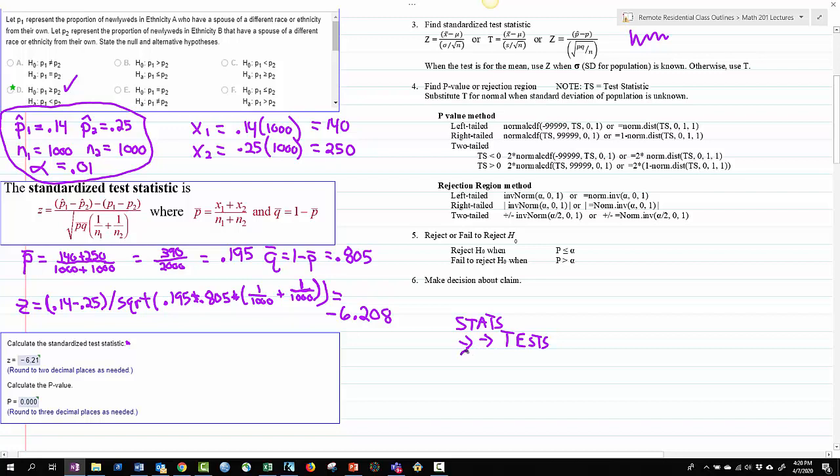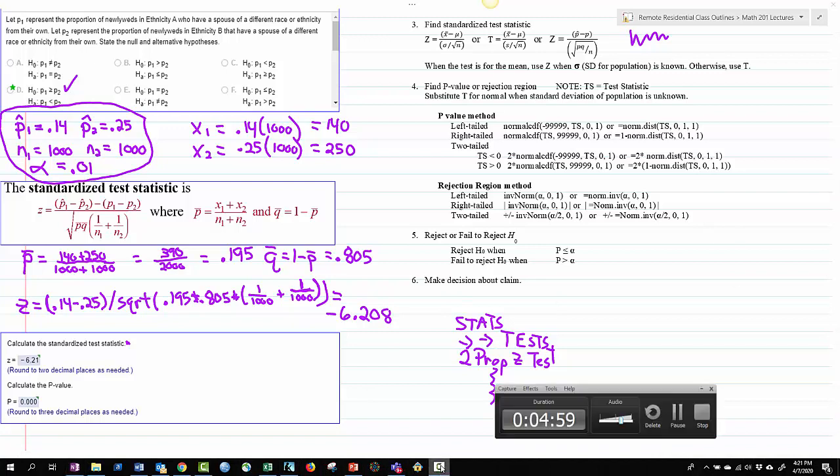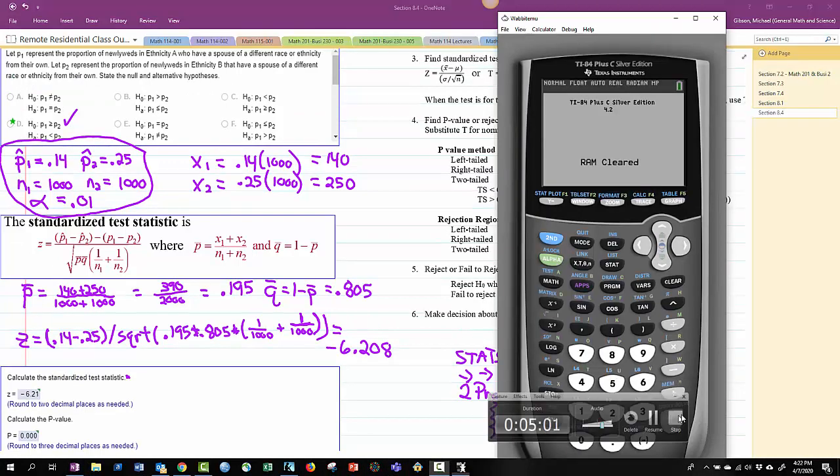Then we're going to pick, this time what we want is prop, which is short for proportion, z-test. All right, and then after that, we'll just enter the stuff that they ask us for. So on here, let's grab the calculator. All right, so there's the calculator.